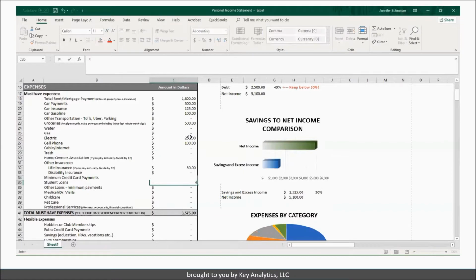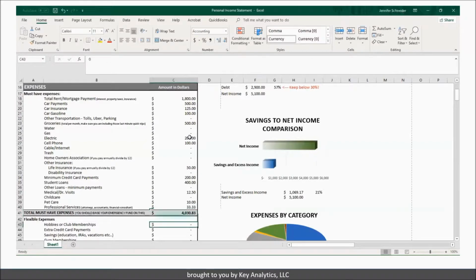Any student loans or other loans payments that you're making. Any routine monthly doctor visits. Here you could say, what's my annual average, and then divide it by 12. Same with child care and pet care. If you only need child care 6 months of the year or 9 months of the year, you could average it per month. And same with pet care. If you go to one annual visit, what does that cost on a monthly basis? Professional services, this would be something like an accountant that you pay once a year to do your taxes, or a financial advisor or something like that. Average that out per month as well.